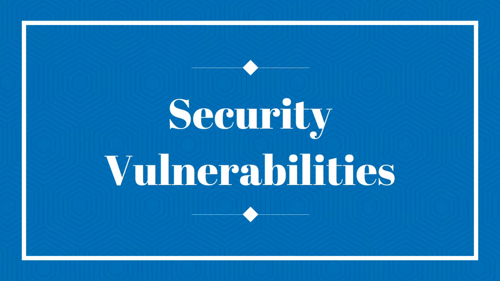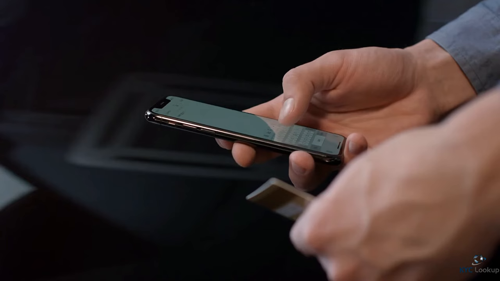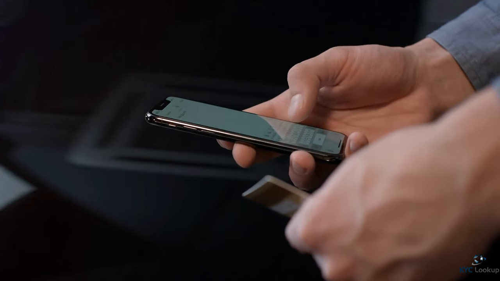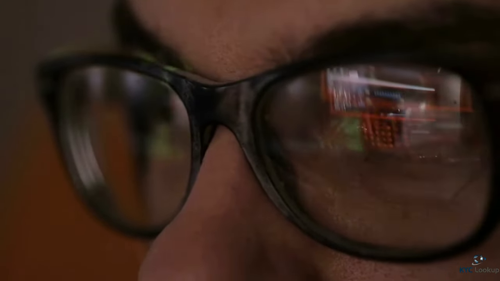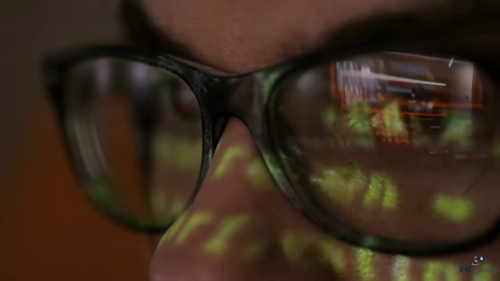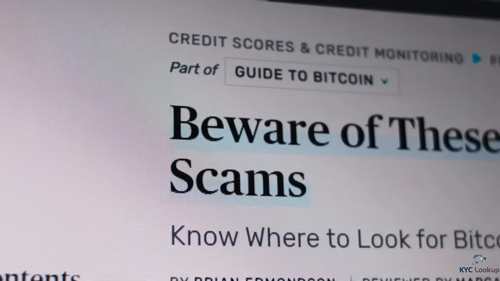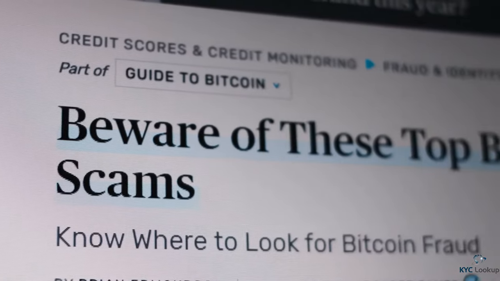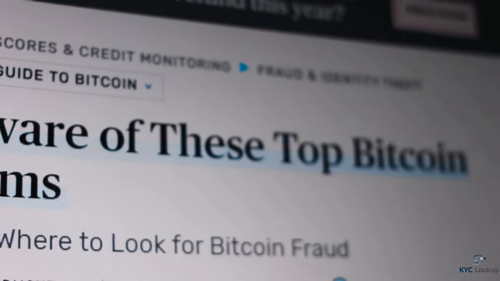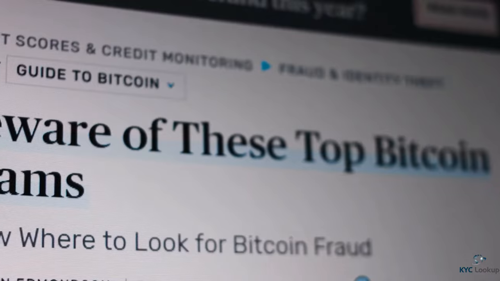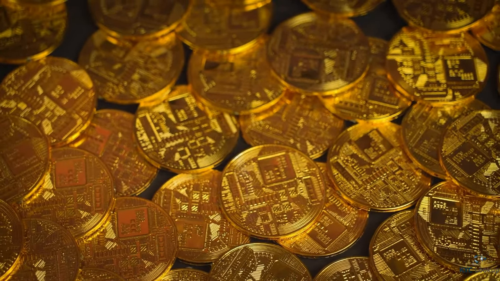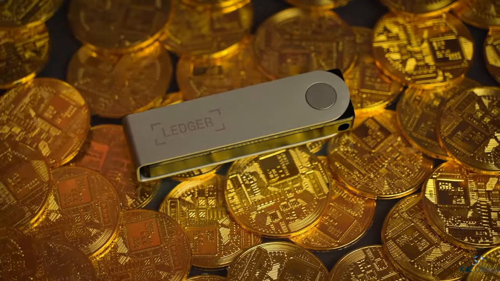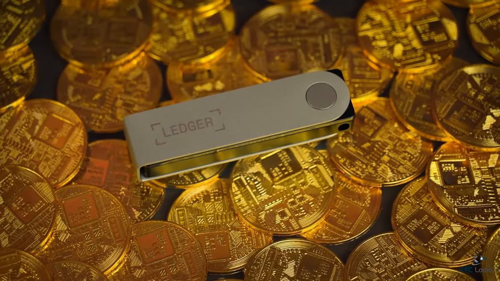Security vulnerabilities. Digital assets are typically stored in digital wallets, which are prone to hacking and cyber attacks. If a hacker gains access to a user's wallet or private keys, they can steal the entire asset holdings. Additionally, phishing scams and fraudulent schemes are prevalent in the cryptocurrency space, targeting unsuspecting investors. Proper security measures such as using hardware wallets and multi-factor authentication are essential to mitigate these risks.